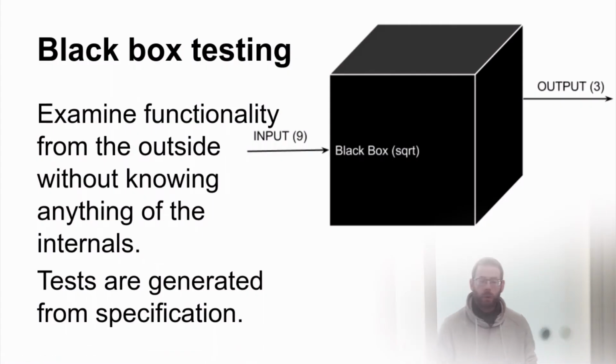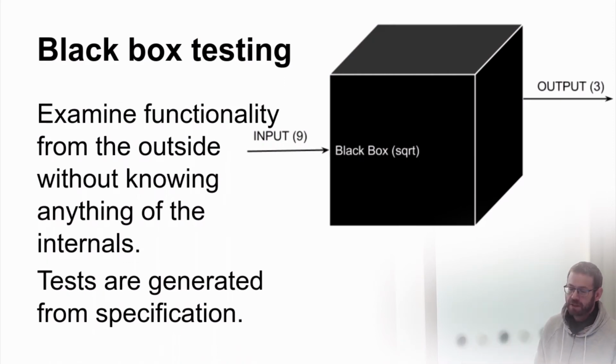We're going to step back to black box testing first. Black box testing was to examine functionality from the outside without knowing anything about the internals. Perhaps we're going from the specification, and we say that square root for an input of 9 should output a 3, because that's how square root works. And what is the output for a negative number? Perhaps that is also said in the specification.